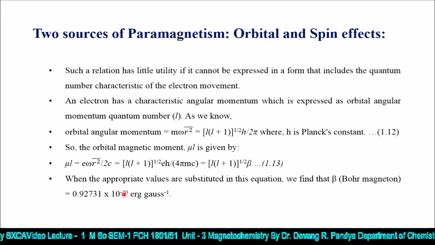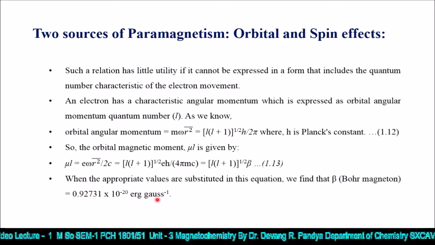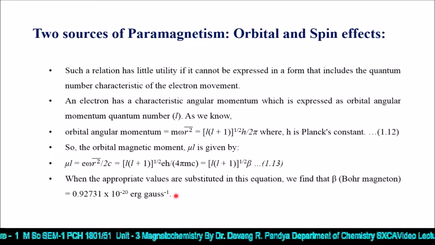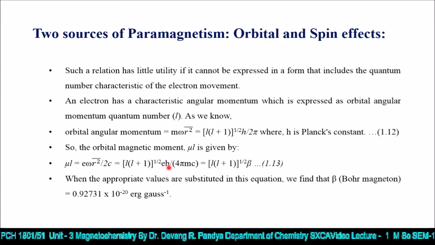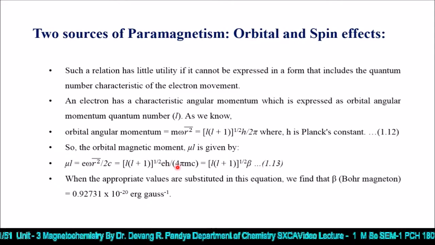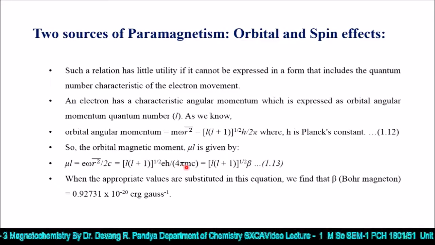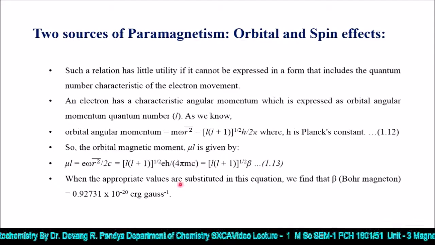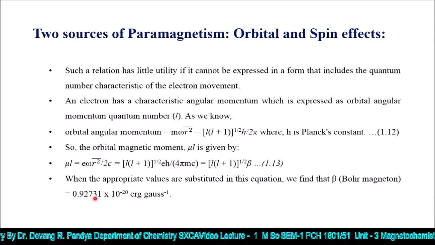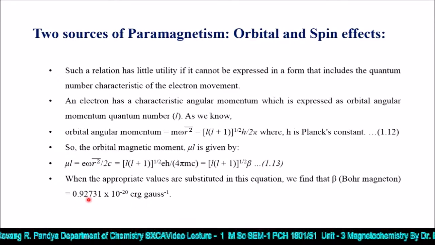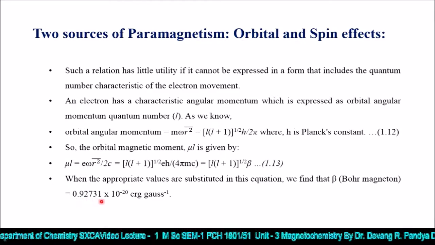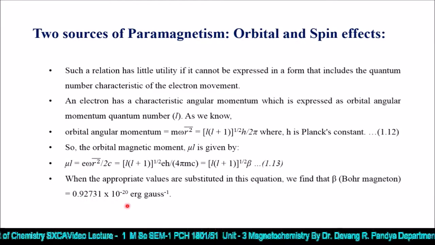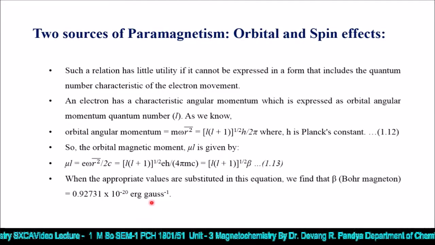0.92731 into 10 raised to minus 20 erg gauss inverse. So we are going to put the values of e, Planck constant h, pi, mass of electron and velocity of light. Then it will give us the value of beta, that is the Bohr magneton, as 0.92731 into 10 raised to minus 20 erg gauss inverse.